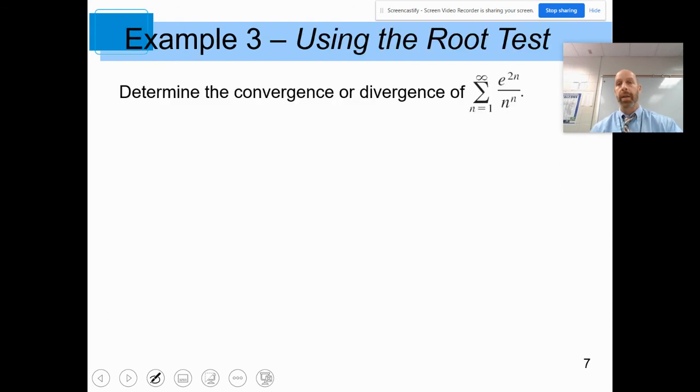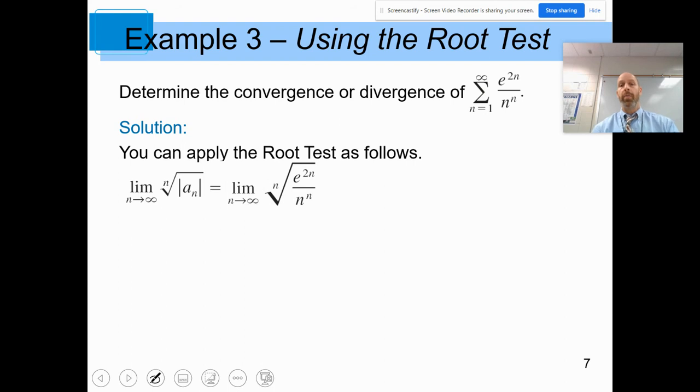So let's go ahead and look at an example of this one. It says determine the convergence or divergence of this series. We've got e to the 2 to the n over n to the n. You'll notice that they both have a power of n in them. Now notice the top one is 2 to the n, but that's okay. So we can apply the root test as follows.